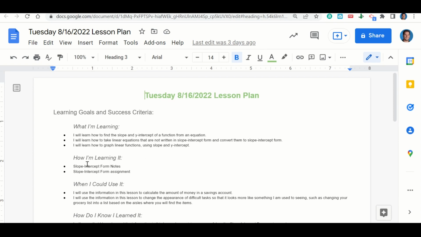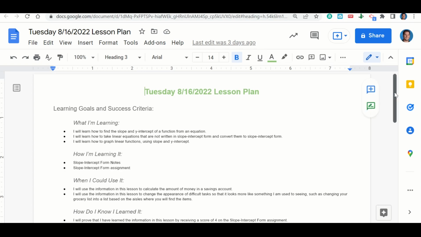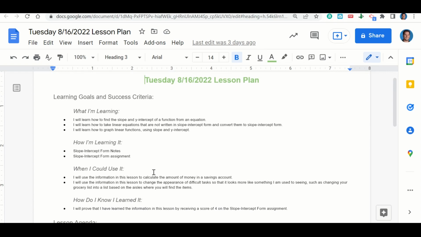How are we learning it? Through the slope-intercept form notes and the slope-intercept form assignment. When could we use the information in this lesson? We could use it to calculate the amount of money in a savings account, to change the appearance of difficult tasks so it looks more like something you are used to seeing, such as changing your grocery list into a list based on the aisles where you will find the items. And how do you know you learned it? By getting a score of 4 on the slope-intercept form assignment.